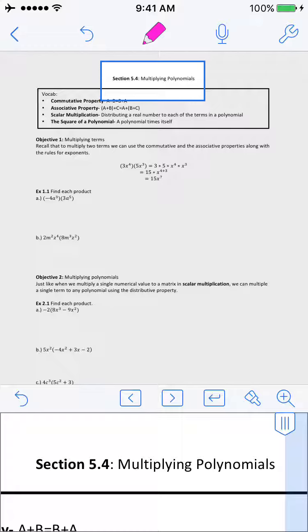Now remember, last time in 5.3 we talked about something called composition of polynomials and composition functions, right? That was where we plugged one inside the other. That is not multiplying polynomials, and be careful of the two because people often confuse them together. What we are talking about today is multiplication of polynomials, okay? So it's the actual multiplication.